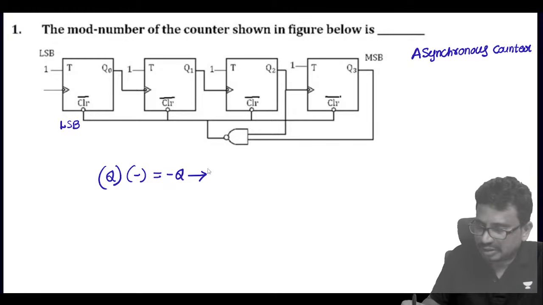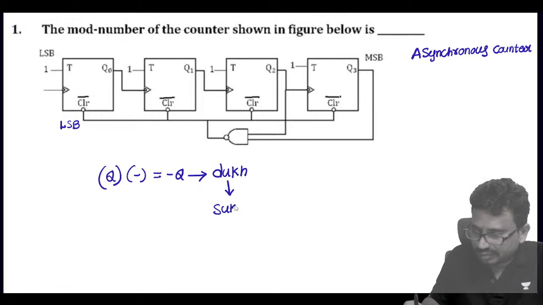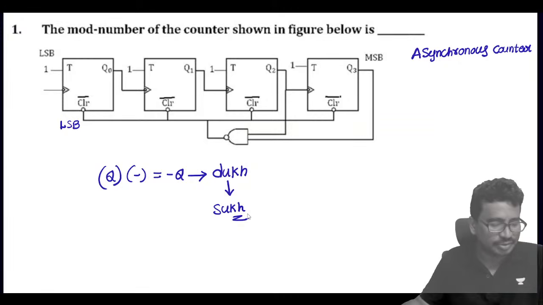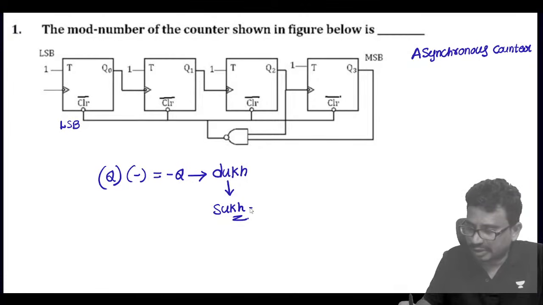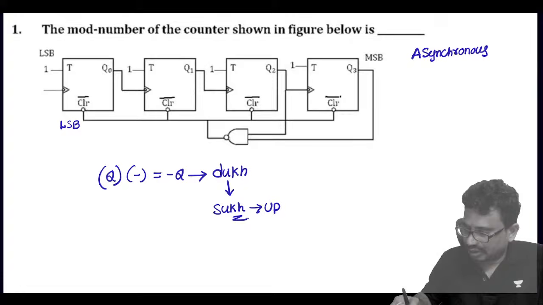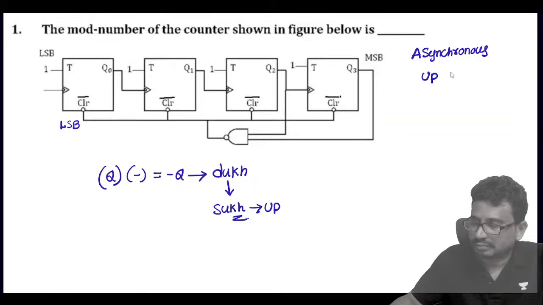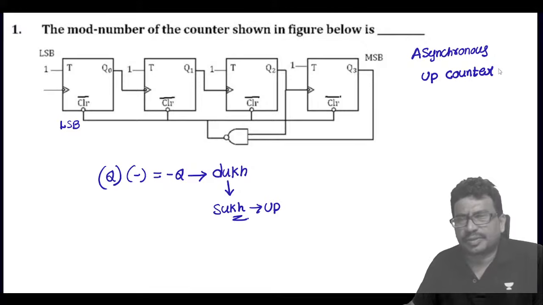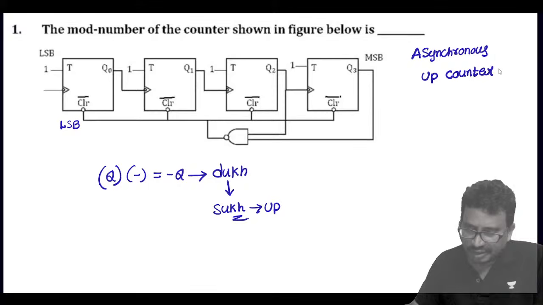That means in which state is it now? After this state, what will come? You tell me. The next state will come. So that means what counter can I say this is? Up counter. So this is an asynchronous up counter. Okay.